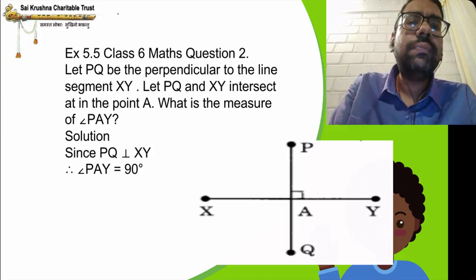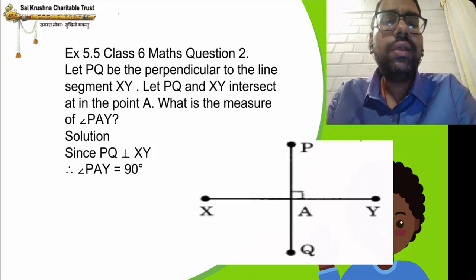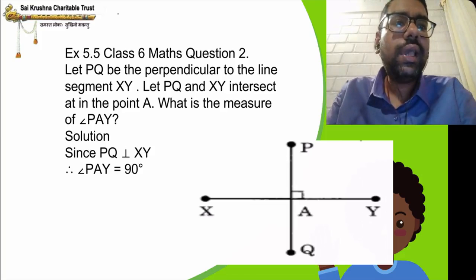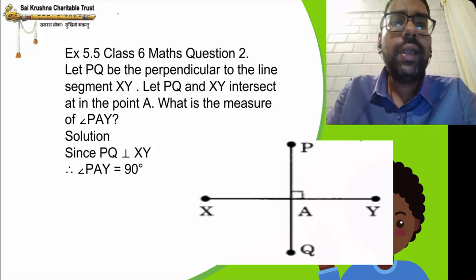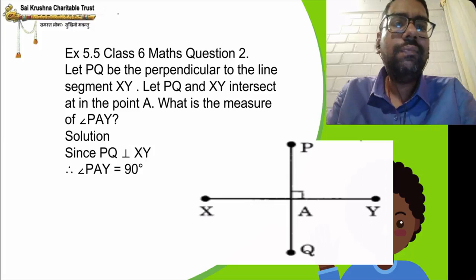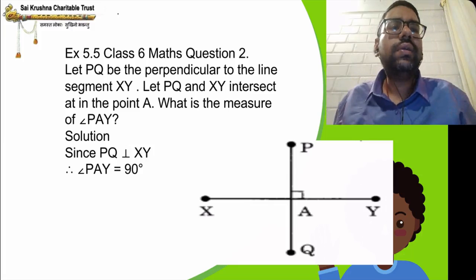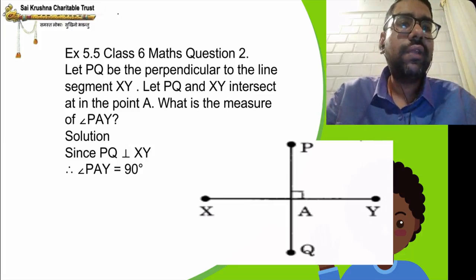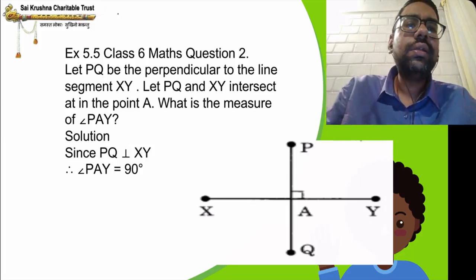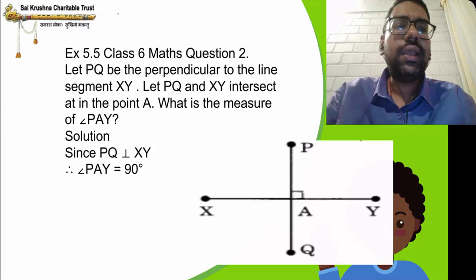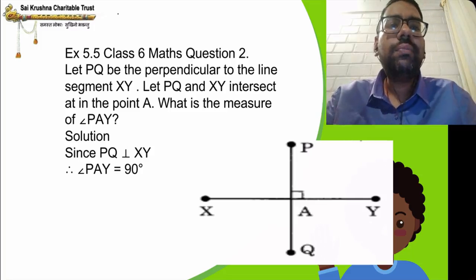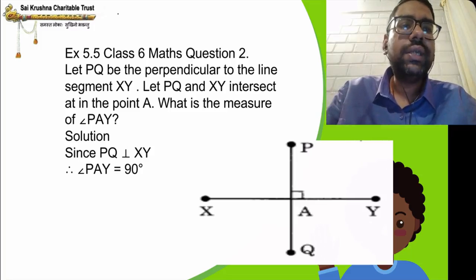See, the perpendicular symbol is like this, children. It is a reverse T. Okay, the reverse T is the symbol for perpendicular. PQ is perpendicular to XY. Angle PAY is 90 degrees. So when the lines are perpendicular to each other, the angle formed will be 90 degrees. So it is intersecting at 90 degrees. Angle PAY is 90 degrees because it is a perpendicular line.